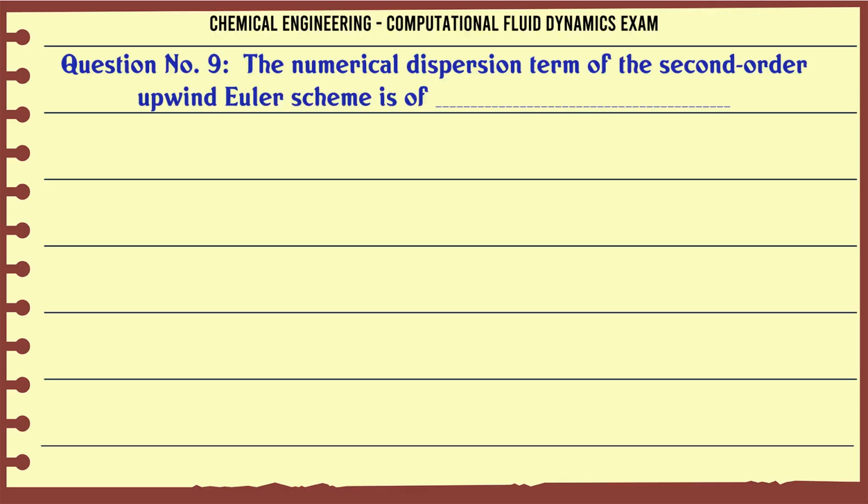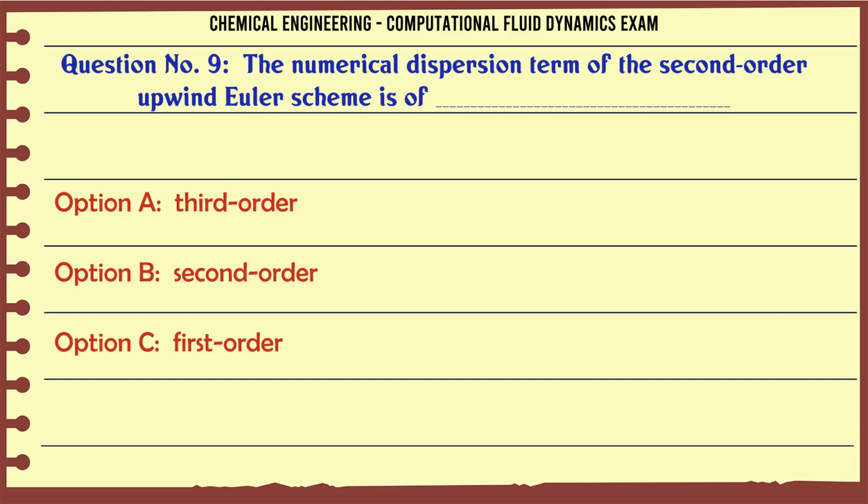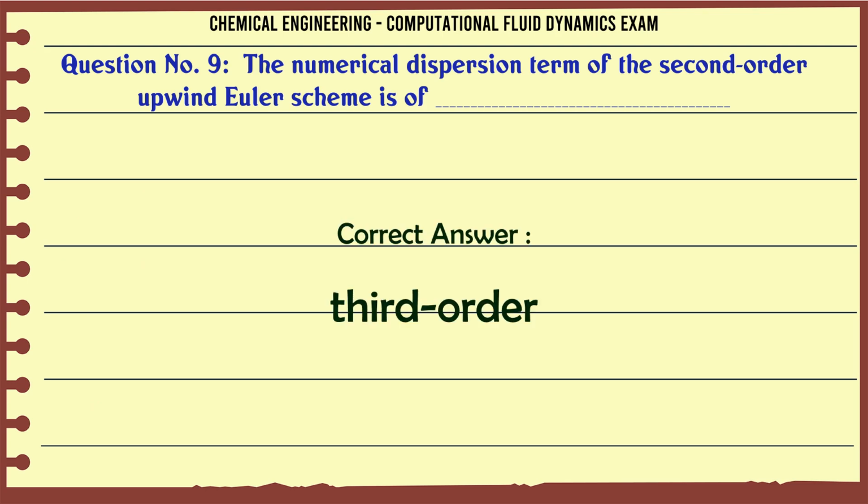The numerical dispersion term of the second-order upwind Euler scheme is of A. third order. B. second order. C. first order. D. no dispersion. The correct answer is third order.